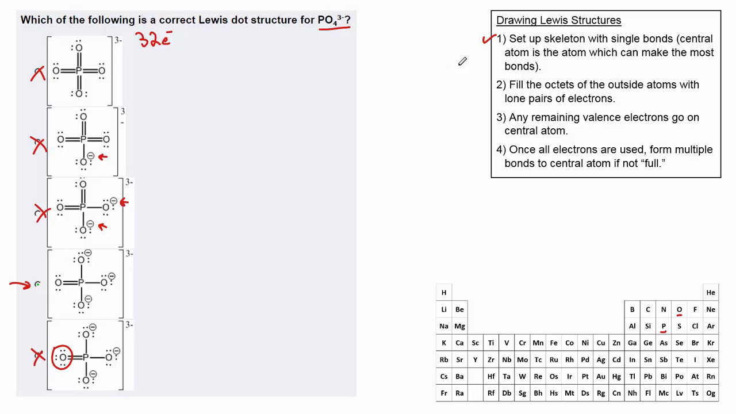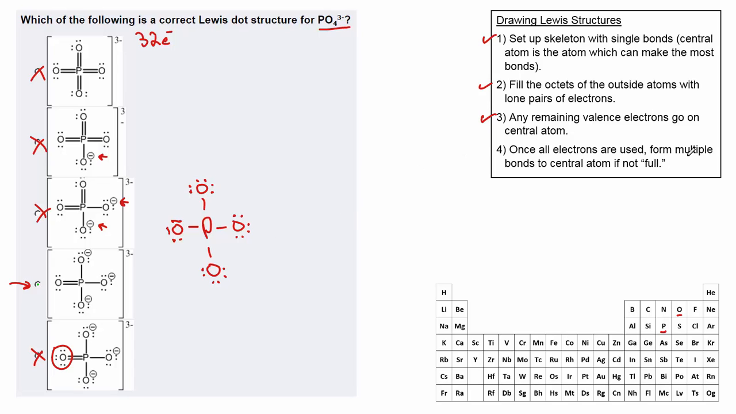First thing we'll do is set up the skeleton. Phosphorus can make the most bonds, so it goes in the middle. And we set up single bonds to all the outside atoms. And from here, fill up the octets of all the outside atoms. You will always have enough electrons to fill up all the outside atoms, so just do it without taking an accounting. From here, any remaining valence electrons go on the central atom. In this case, we have 32 electrons, and we've got 32 on the board. There are no remaining electrons to go on that phosphorus.